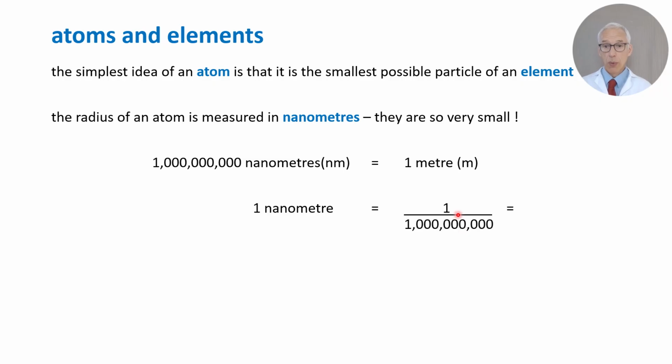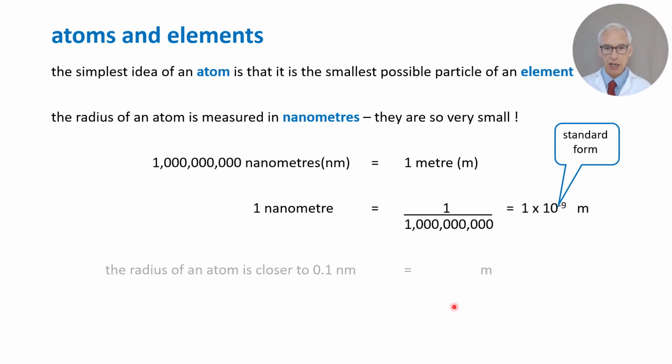Okay, so we're going to divide 1 by 1 billion. So we write that as 1 times 10 to the minus 9 meters. Now you are required to use that form. It's called standard form. So here's another little task. If the radius of an atom is closer to 0.1 nanometers, can you write that in meters? Stop, then restart when you're ready. Okay, 1 times 10 to the minus 10 meters.